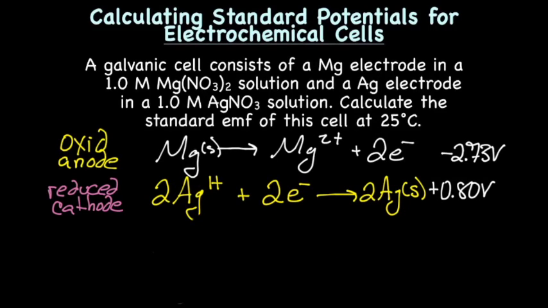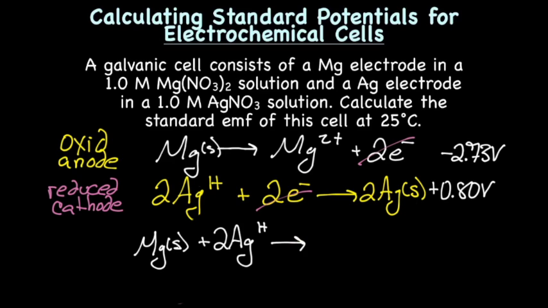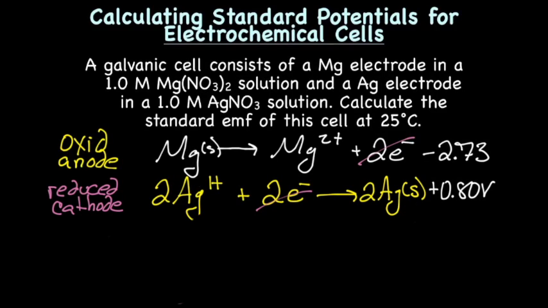So now let's put our redox reaction back together. We're going to end up with magnesium solid plus silver ion. Oh, we forgot, we need to cross out the electrons. That gives us magnesium ion plus silver solid. Okay, now we need to figure out the EMF.